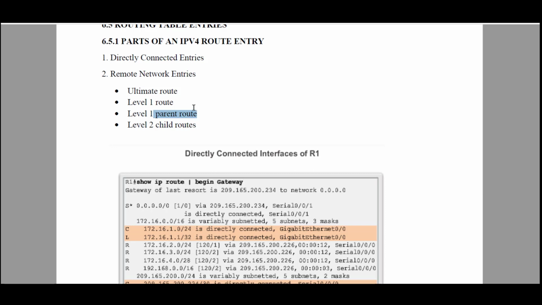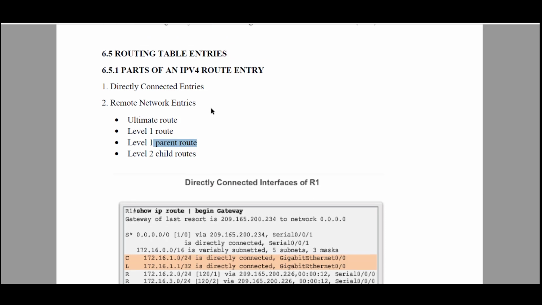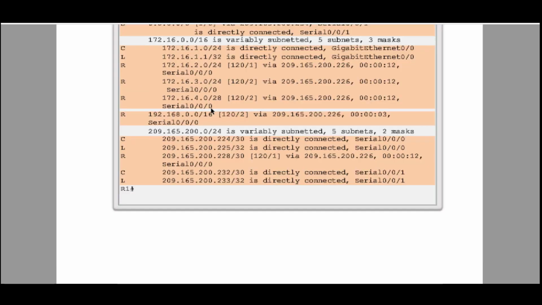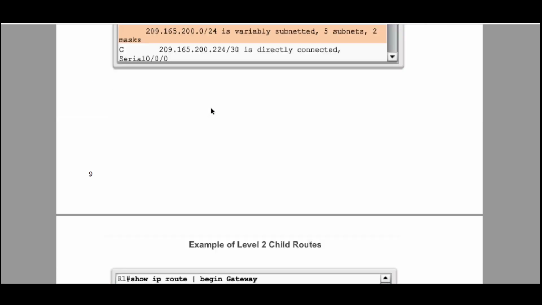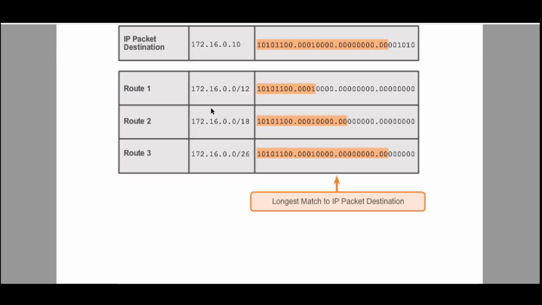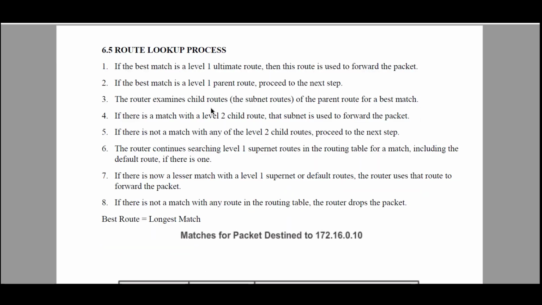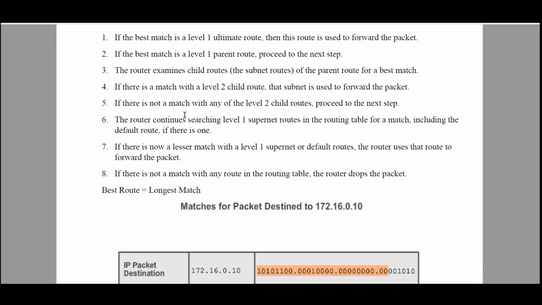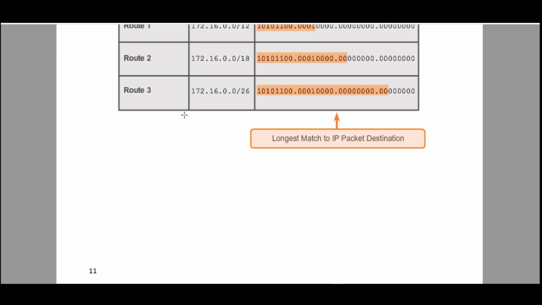So these are the different types of routing table entries which are available in a routing table. You have to study this slightly, then only you will understand the entire concept. I will upload the video, you can see it later. Now I'm going to the next topic.